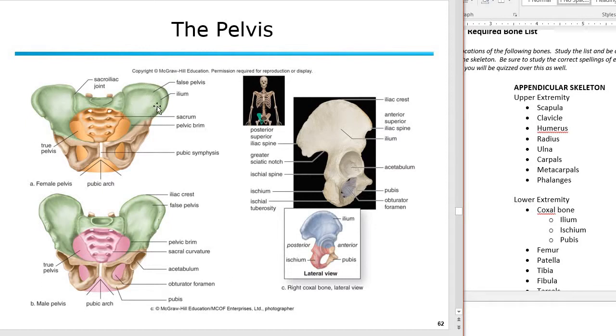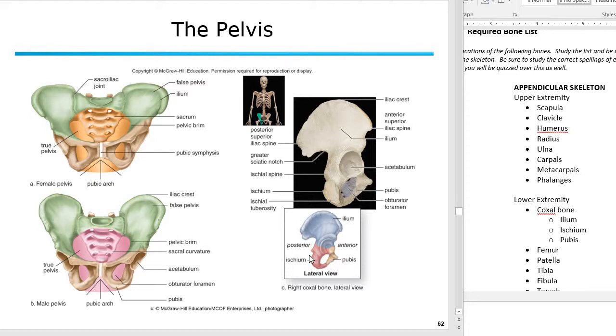We have the ilium, which is the top part here. We have the ischium, which is this kind of rounded part down below, and then the pubis, which is where the two bones hook together. You can see over here on the right, it shows a picture looking at the coxal bone. This circular part here is the acetabulum. The acetabulum is where the femur articulates with the coxal bone. The top part is the ilium. The ischium comes down below and makes that rounded edge, and then you have the pubis here at the front.